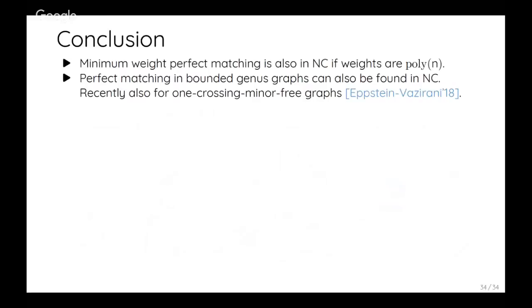And then as I mentioned in the beginning, recently it has also been extended to this class called one crossing minor free graphs. So the graphs in this class are not necessarily bounded genus.